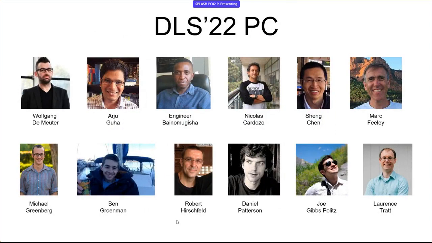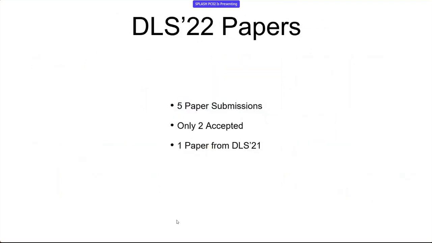I also, of course, want to thank our program committee. They selected the papers we have here today. There were not a lot of submissions, so unfortunately I'm seeing only 5 papers this year, of which 2 got accepted. We're going to see those papers in the second session today. We're also going to see a paper from the COVID season, presented in person for the first time, also part of our second session.